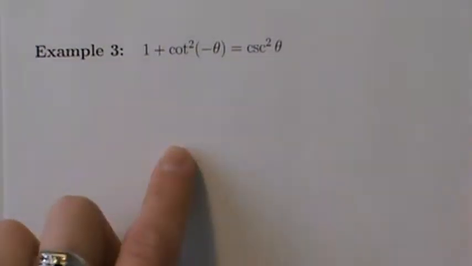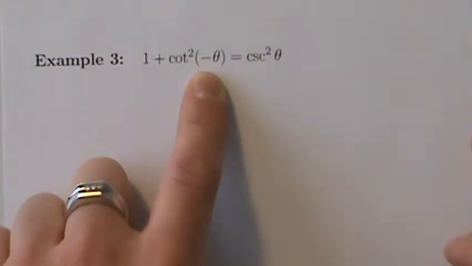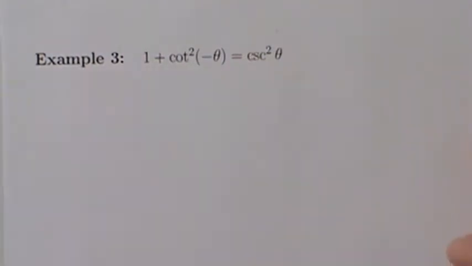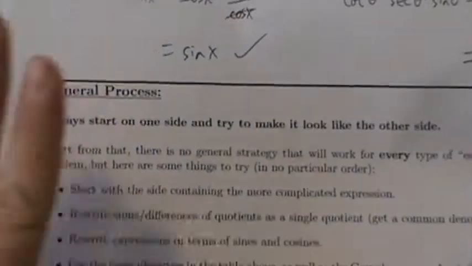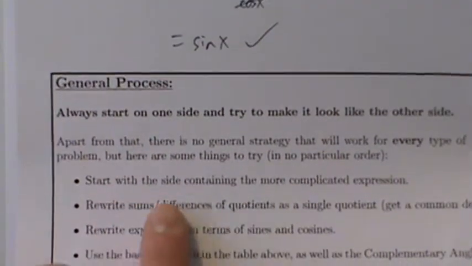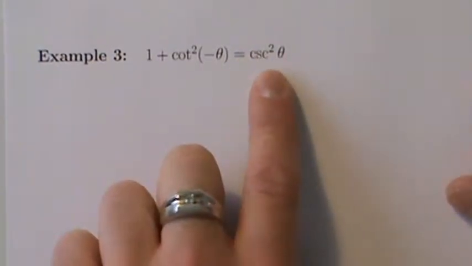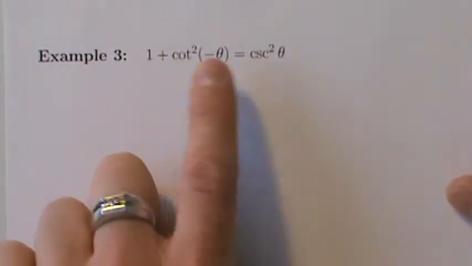So for example 3, what do we see here? 1 plus cotangent squared of negative theta equals cosecant squared of theta. Okay? So our general process that we talked about in the previous video, we're going to use this here. Always start on one side, try to make it look like the other side, and usually start with the side containing the more complicated expression. So this expression on the left is a little more complicated than the expression on the right. So we'll start on the left-hand side and try and make it look like the right.